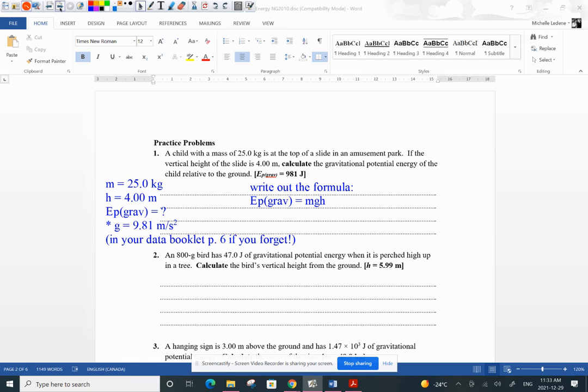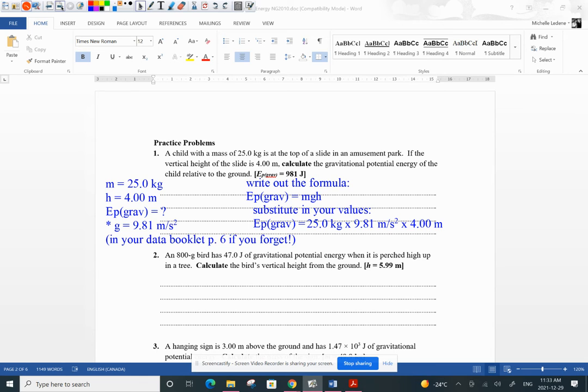Now that everything is written out, we're writing out our formula, EP grav = mgh. We do have everything there. We've got the mass, we've got the gravity, and we have the height. So what do we do now? Go and substitute in your values.